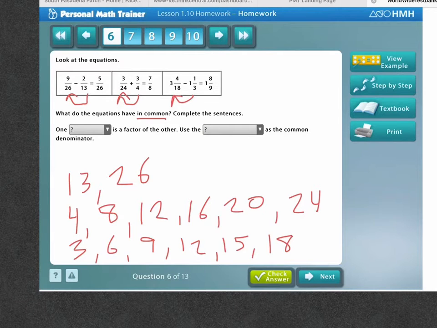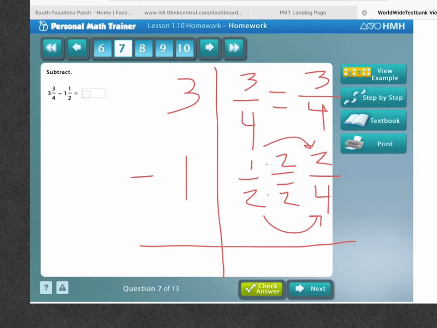But if you notice this, what they're saying is comparing these denominators, 13 and 26, 4 and 24, and 3 and 18. What they're trying to get us to think about is that one of the denominators is a multiple of the other denominators, or one of the denominators is a factor of the other. So we're going to use the greater number as the common denominator because it's a multiple of that number. In other words, you're going to use 26 as a common denominator for this problem, 24 for this one, and 18 for this one.